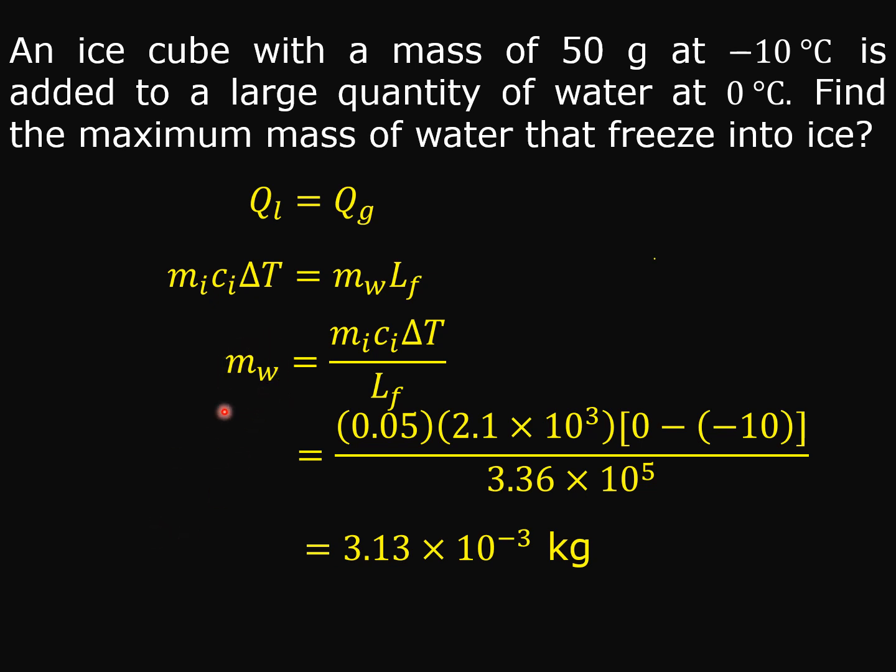As a result, we have M_W equal to 3.13 times 10 to the power -3 kg, or 3.13 gram. Now, please take note that this M_W that we obtain is not the entire water that is in the system. Only part of the water, due to the heat loss to the ice cube, will freeze. So the mass of that part of the water that freezes into ice is 3.13 gram.